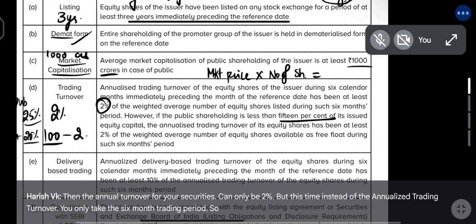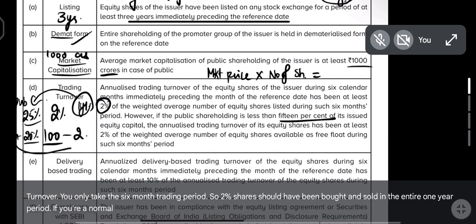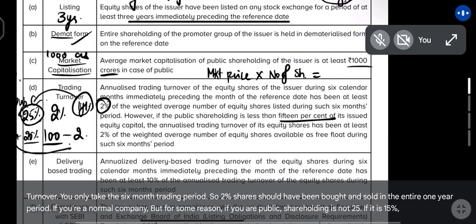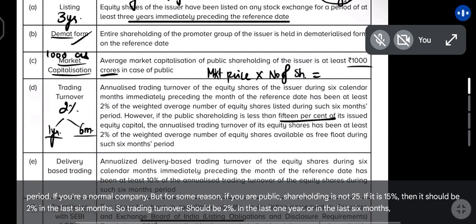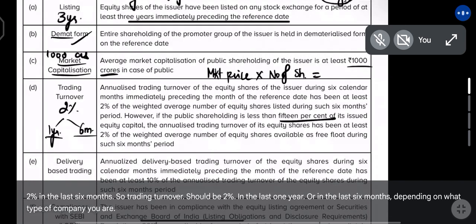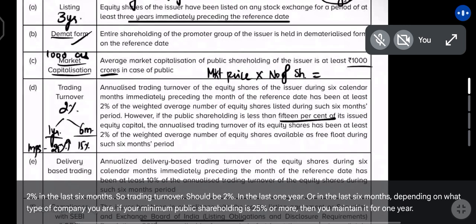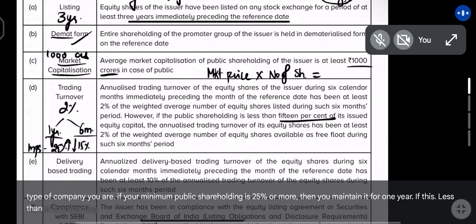So 2% shares should have been bought and sold in the entire 1-year period if you're a normal company. But for some reason, if your public shareholding is not 25%, if it is 15%, then it should be 2% in the last 6 months. So trading turnover should be 2% in the last 1 year or in the last 6 months, depending on what type of company you are. If your minimum public shareholding is 25% or more, then you maintain it for 1 year. If it is less than 15%, then you only can do it for a 6-month period.